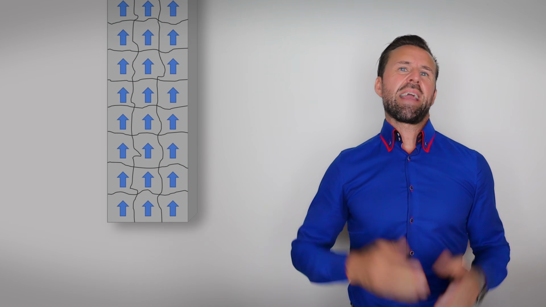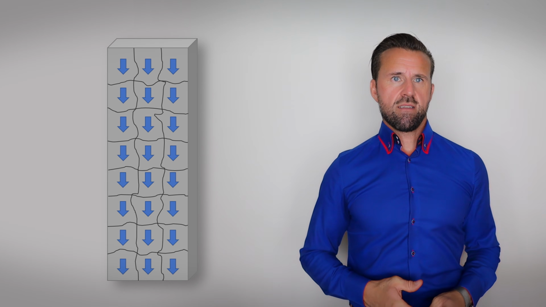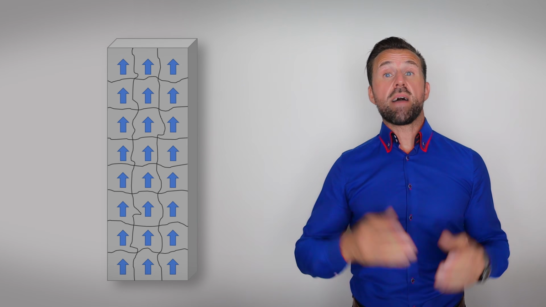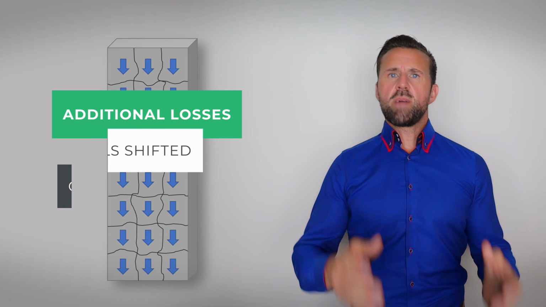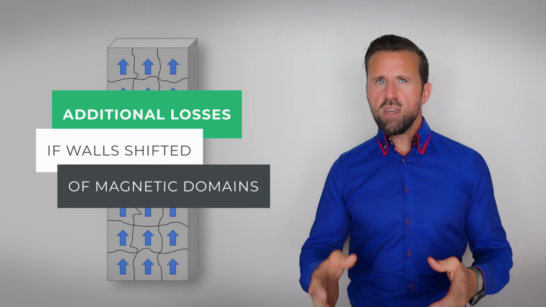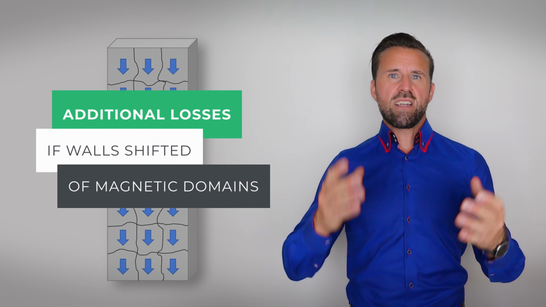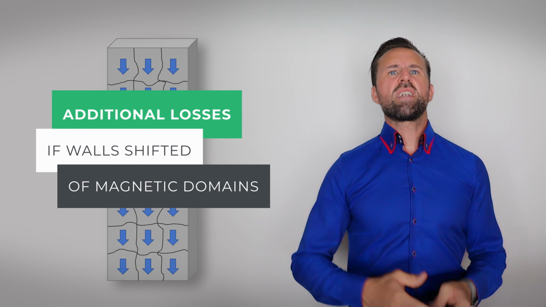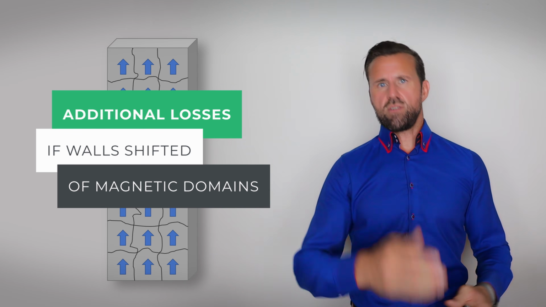As I just said, magnetic materials consist of domains which are separated from each other by walls. A change of the magnetic field can cause a shift of the walls which results in losses. These losses are called additional losses or excess losses.